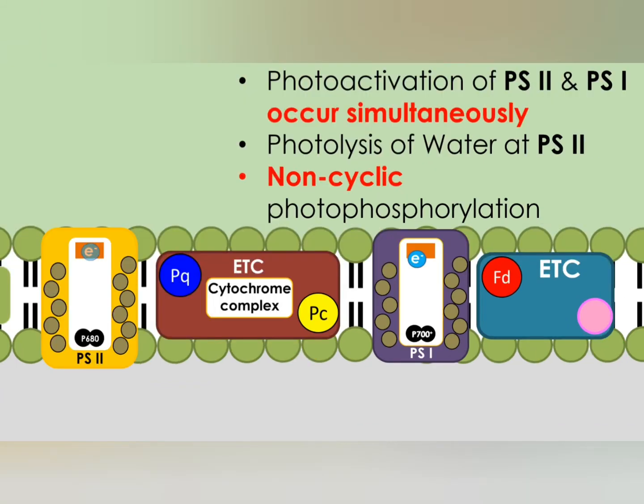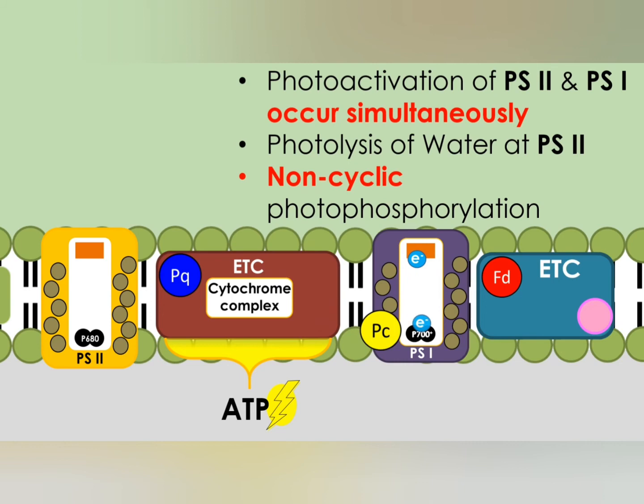The non-cyclic flow of electron starts with the electron from the primary electron acceptor of PS2 being transferred to plastoquinone and then to cytochrome complex and lastly to plastocyanin. The energy released as the electron is passed through the cytochrome complex is used to generate the potential energy, which is then used to phosphorylate ADP into ATP by chemiosmosis.